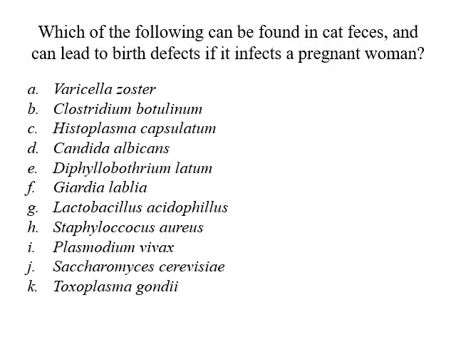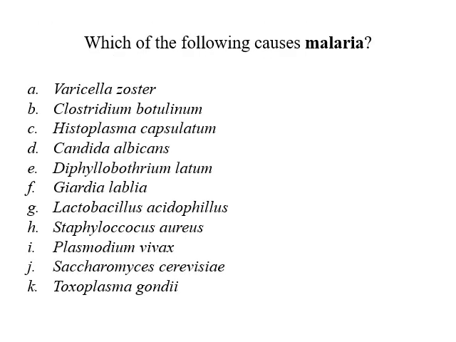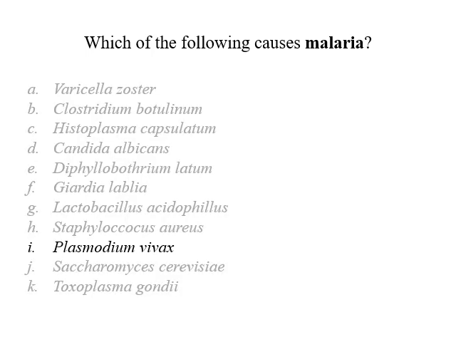Which of the following can be found in cat feces and can lead to birth defects if it infects a pregnant woman? Which one is it? The answer, Toxoplasma gondii. Which of the following causes malaria? The answer, Plasmodium vivax.